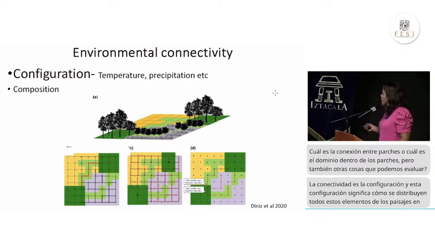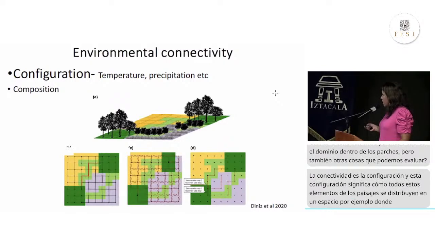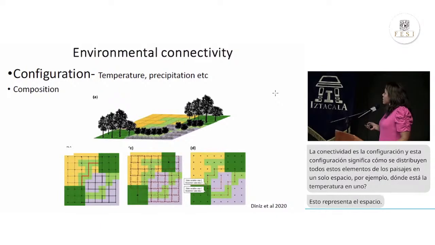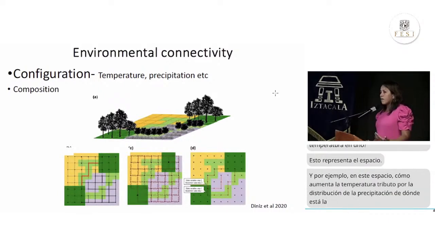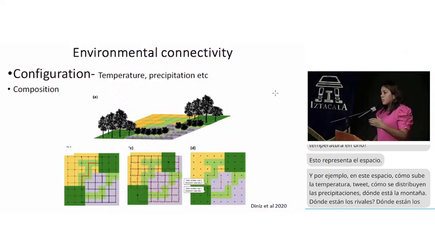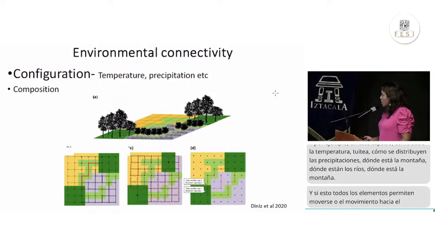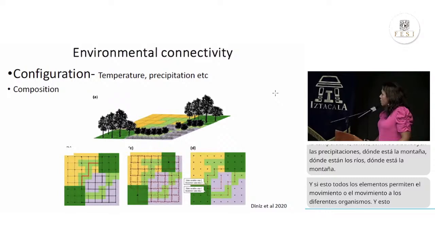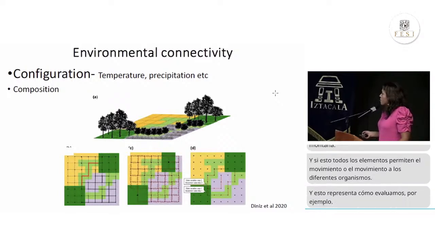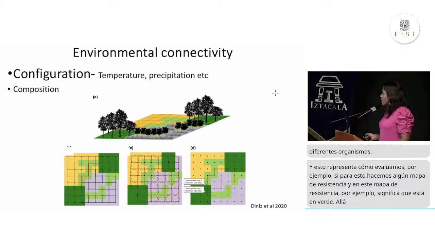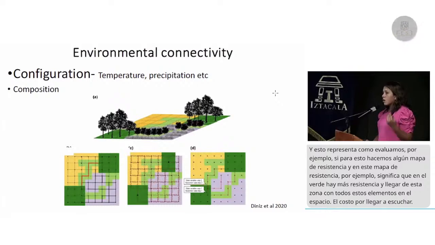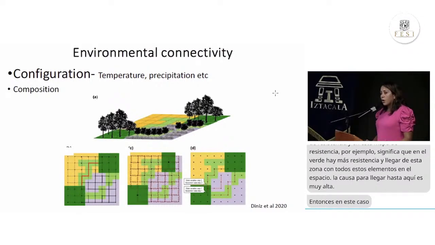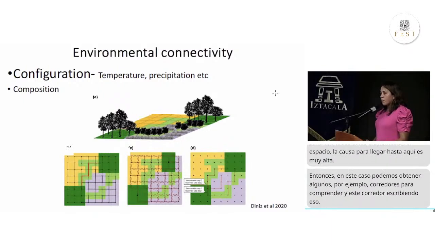For example, where is the temperature in one space? This represents the space. And in this space, how the temperature is distributed, how the precipitation is distributed, where the mountains are, where the rivers are, and whether all these elements permit the movement of different organisms. And this represents how we evaluate it, for example, by making a resistance map. In this resistance map, the green means there is more resistance, and to arrive at this area with all these elements in the space, the cost to get here is very high. So in this case, we can obtain, for example, corridors, and I think this is important for the conservation of the species.